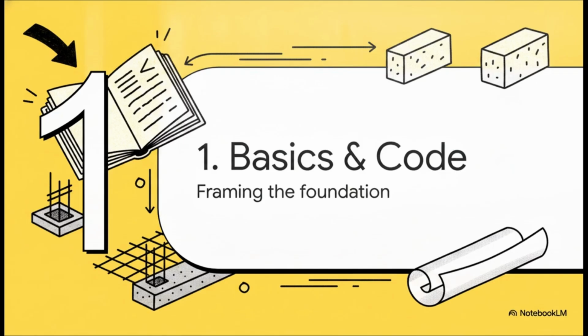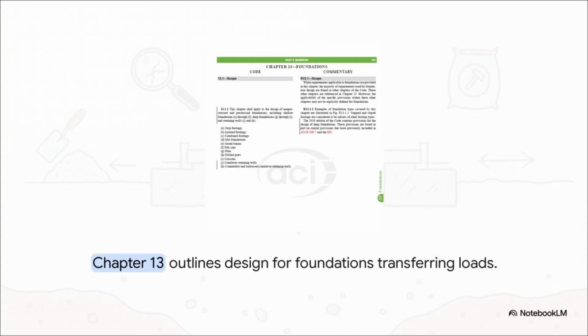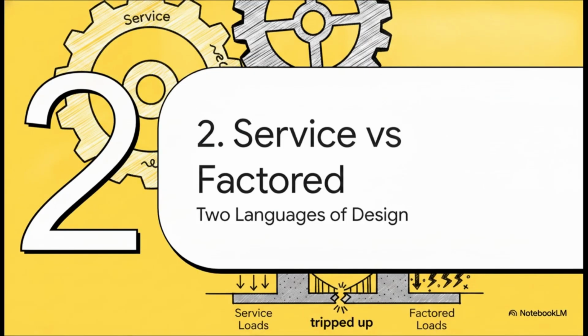Section 1. Basics and codal provisions, framing the foundation. We're starting our journey right at the source. Chapter 13 of the ACI 318-19 code. This chapter is absolutely crucial. It outlines exactly how foundation elements, whether they're isolated footings, combined footings, or massive mats, are explicitly responsible for safely transferring our building's entire load into the earth below. Think about it, right? Without this safe, engineered transfer, the structural integrity of literally everything built above ground is completely compromised.